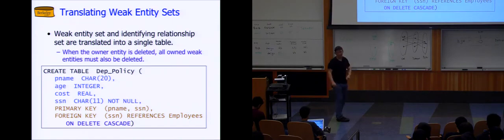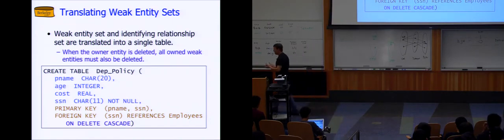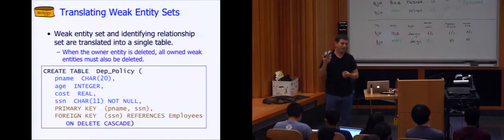And here, on delete cascade probably makes sense. If I get fired, sadly, Dahlia will no longer have insurance coverage. But that's probably what they intend, right?